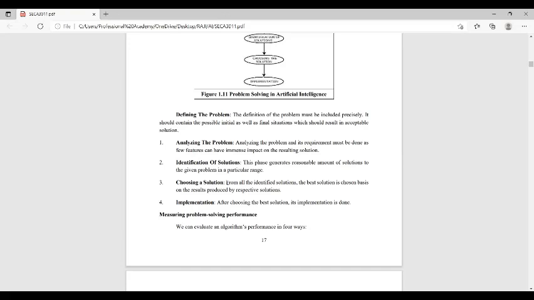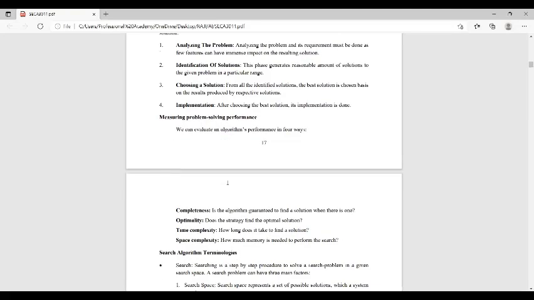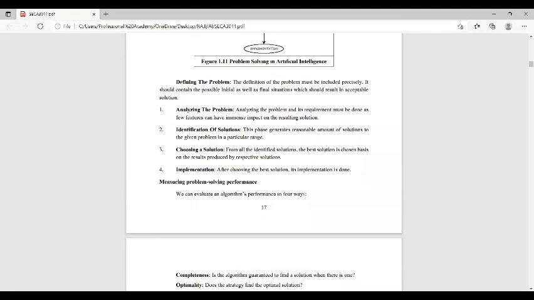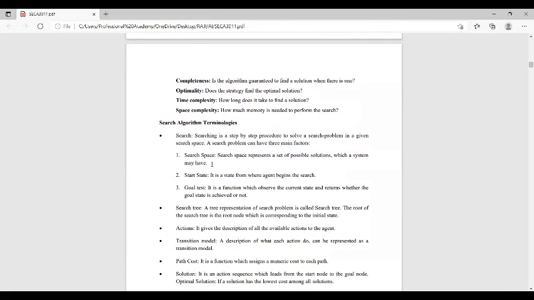Identification of solution means that based on the analyzed problem, we need to find the solutions for the problem and generate a reasonable number of solutions. Choosing a solution means from those reasonable solutions, we need to choose only one best solution. And implementation means after choosing the best solution, implementation is done. So these are the steps involved in problem solving. So the problem solving performance can be measured by using evaluators like completeness, optimality, time complexity, space complexity.